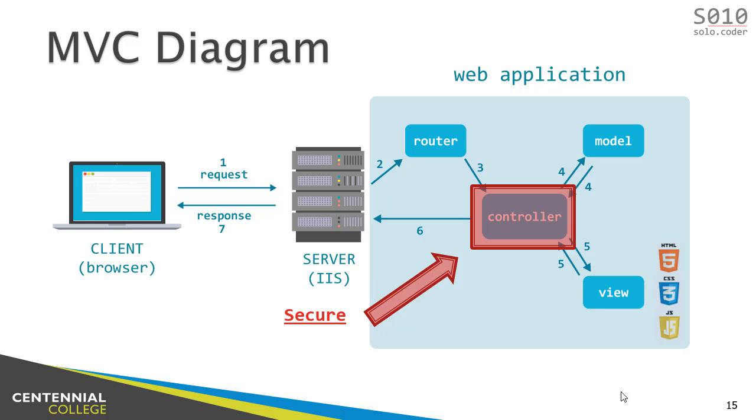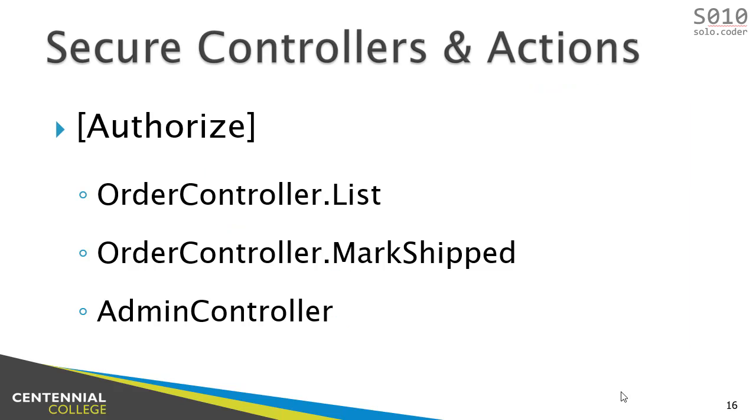Okay, so the first step that I'm going to be performing is to pick which controllers and which actions I'm going to flag as secured actions, secured controllers, okay? So for the sake of our example here, we're going to secure list, mark shipped, and admin controllers. So we're going to secure them.